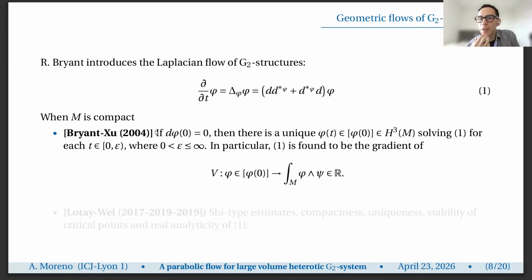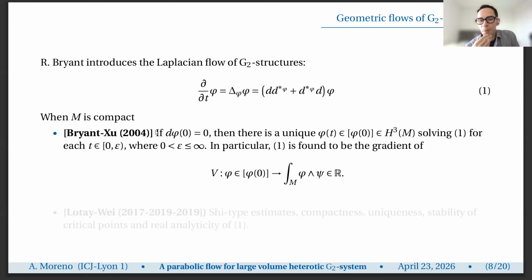They also found that if you evolve in the cohomology class of the initial condition, starting with an initial closed G2 structure, the flow solution is going to remain closed. And you can also interpret this Laplacian flow as the gradient flow of the volume functional, the Hitchin functional, restricted to the cohomology class of the initial condition.